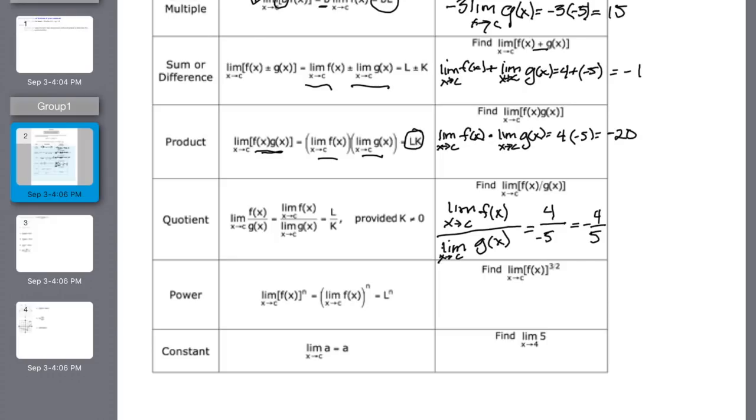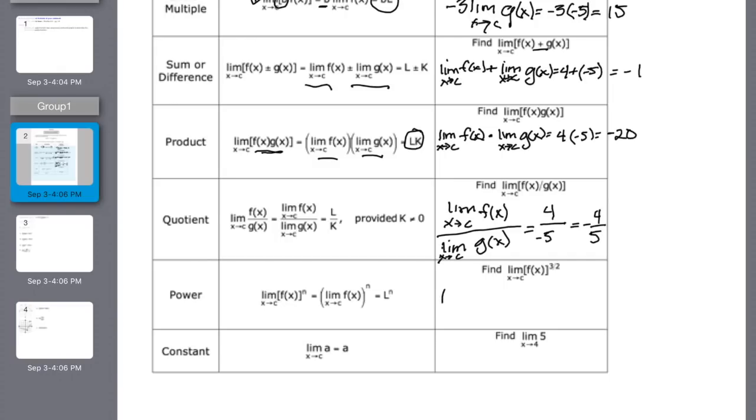Power. This is an important one because if we have a function raised to a power, like let's say sine of x squared, we can evaluate sine first and then come back and square it second algebraically. Same thing goes for limits. We can do the exact same thing. We can evaluate the limit first and then raise whatever that value is to the power second. Kind of like PEMDAS when we're doing parentheses before exponents.